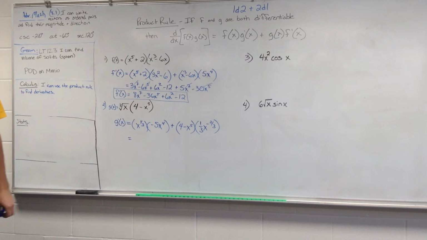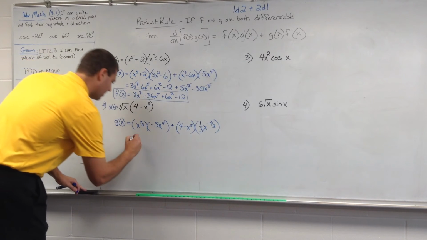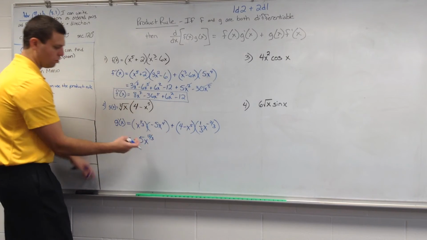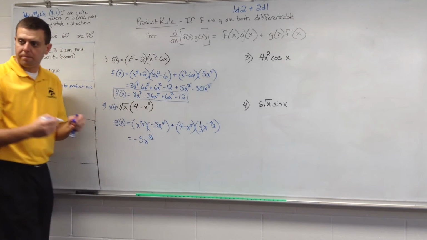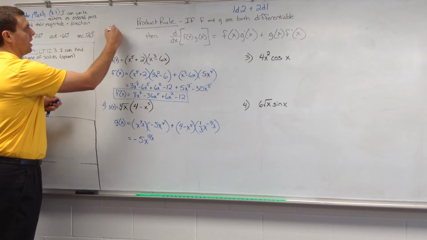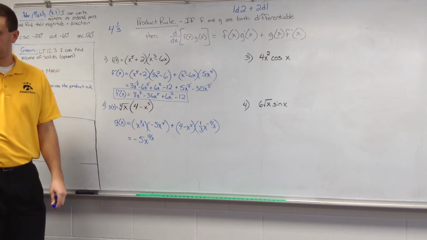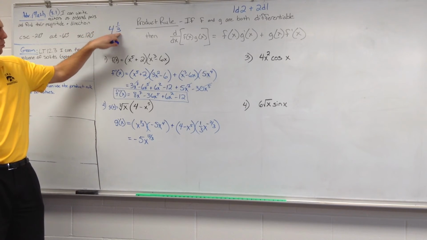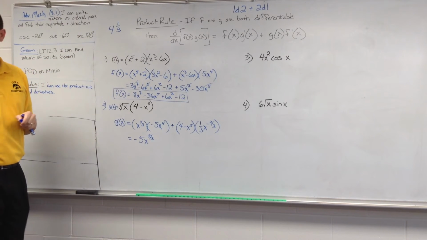Negative 5x to the what? 4 and 1/3. 4 and 1/3, but we don't use mixed numbers, so 12 over 3. Do 13/3. Yep. Wait, what are you doing? You have to make a common denominator. When you multiply, you add exponents, right? Yeah. So 1/3 plus 4 would be 4 and 1/3. Correct? Write that as an improper fraction. 4 times 3 is 12 plus 1, 13. I forgot that entire rule. 13/3.